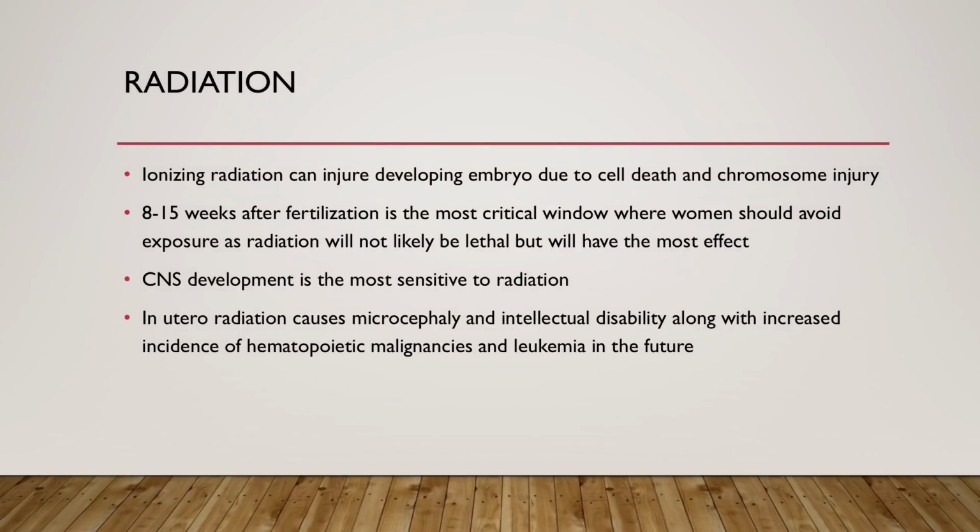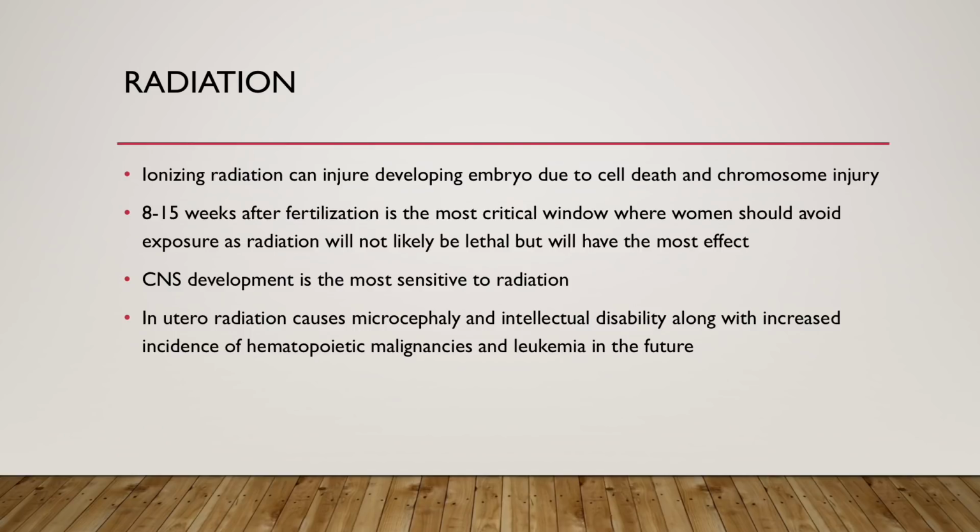The next teratogen is radiation. So ionizing radiation can injure developing embryos due to cell death and chromosome injury. The critical window for this teratogen is 8 to 15 weeks after fertilization, and women should avoid exposure as radiation is not likely to be lethal to the fetus but will have lasting effects. So you'll commonly see that if a young woman or woman of reproductive age has to get some type of x-ray or MRI or CT, they will always be asked if they're pregnant to avoid exposure.